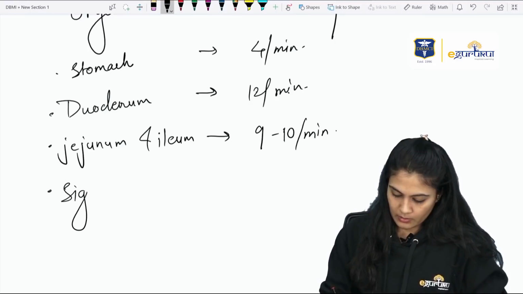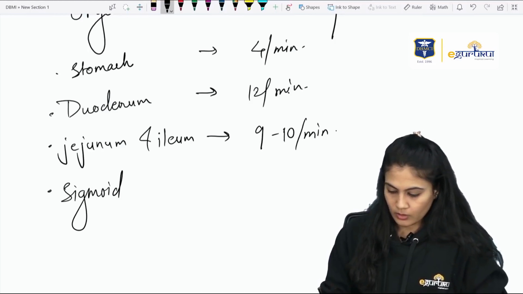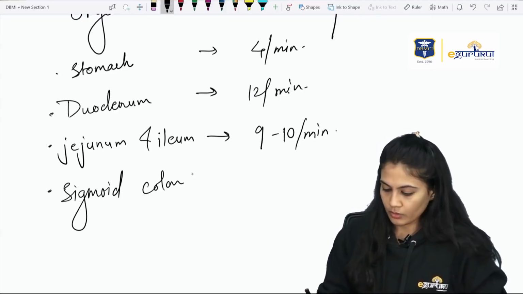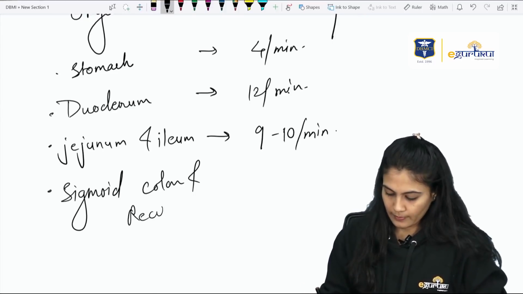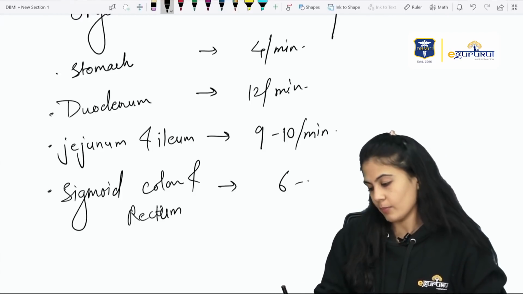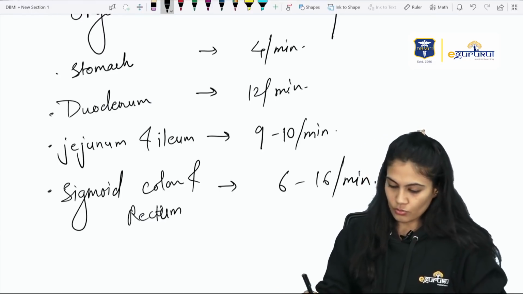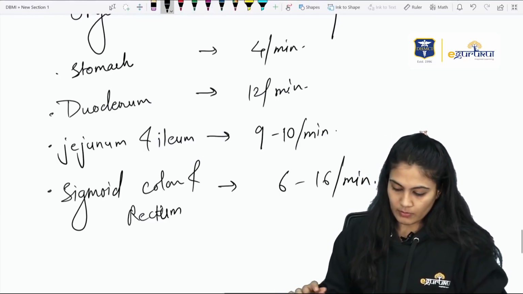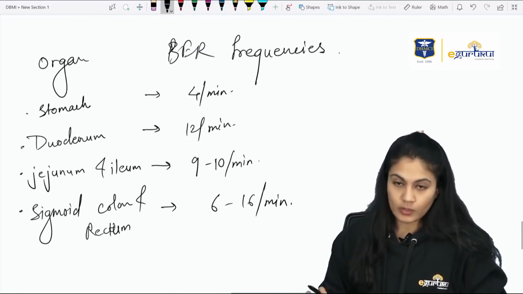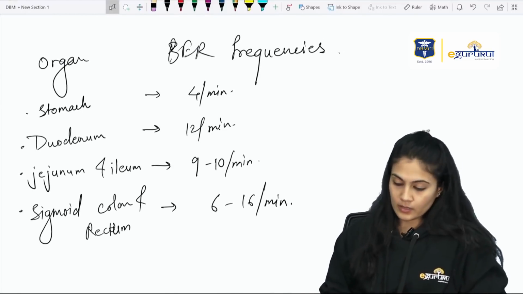Then the sigmoid colon and also the rectum have the largest range, that is 6 to 16 per minute.